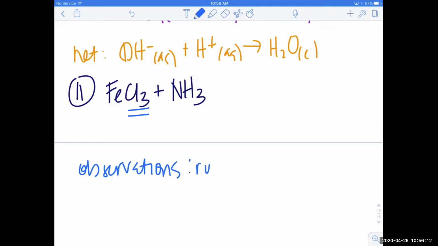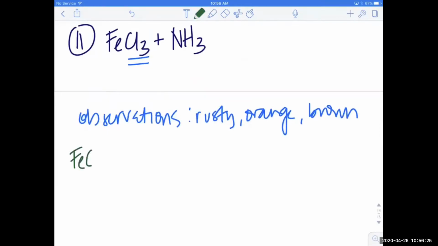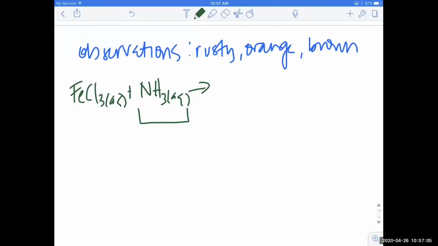We know that to write out the molecular equation, it's going to be FeCl3 aqueous plus NH3 aqueous goes to. Now here, what has to happen is that you have to basically make this an ion in order for it to react. So you have to make the ammonia an ion. So in the background, you have to actually react NH3 and H2O.